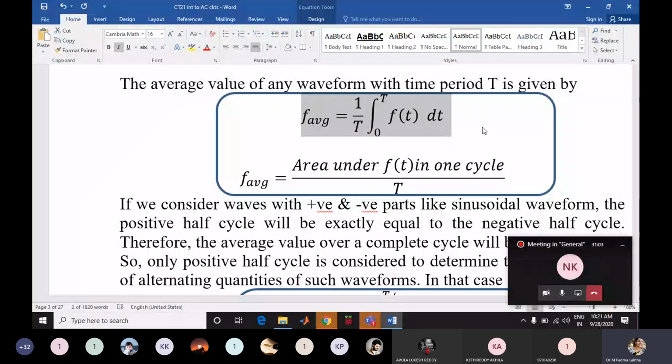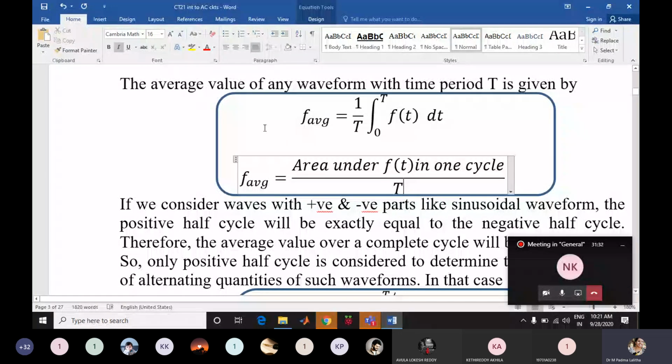Another expression we can use, which is easy for calculating the average value: all of you know the integral of a function is nothing but the area under that curve. So it is the area under the waveform in one cycle divided by the time taken to complete that one cycle, that is the time period. You can use either of these expressions to calculate the average value.